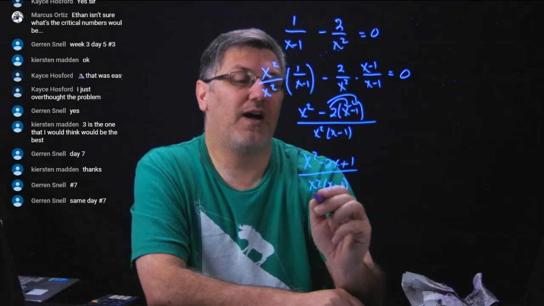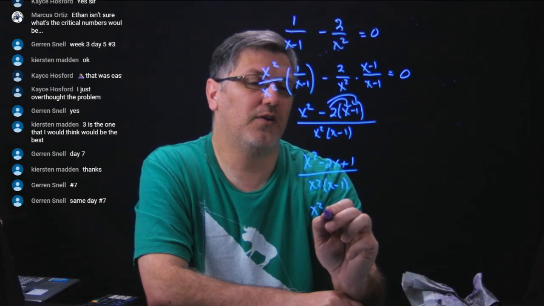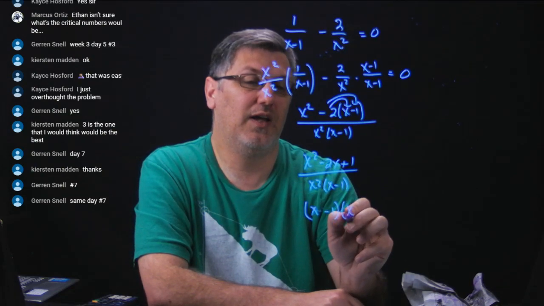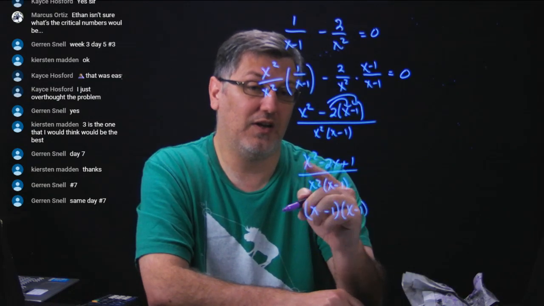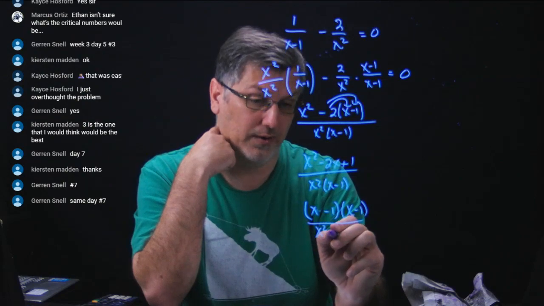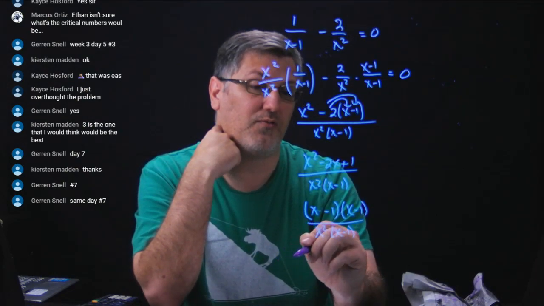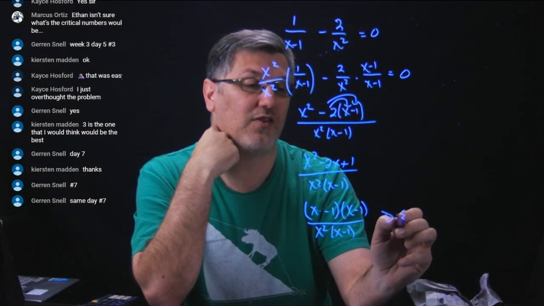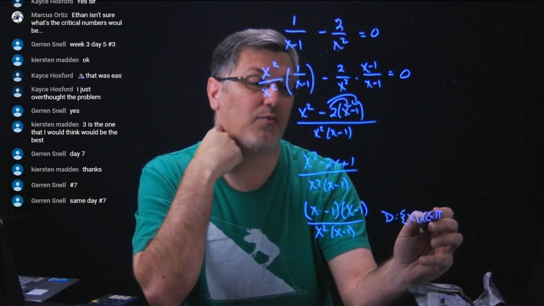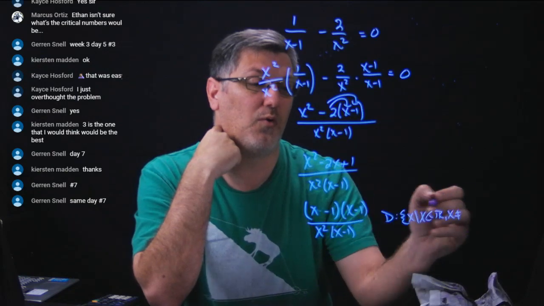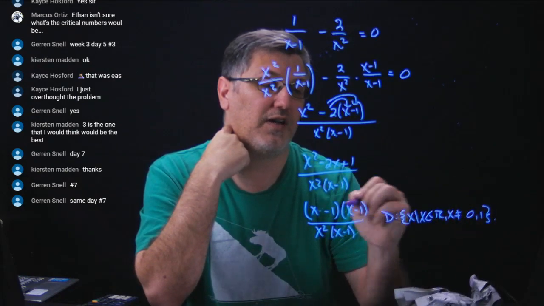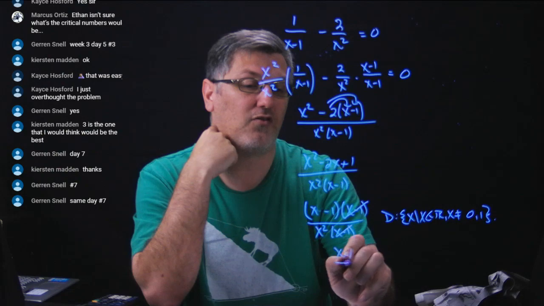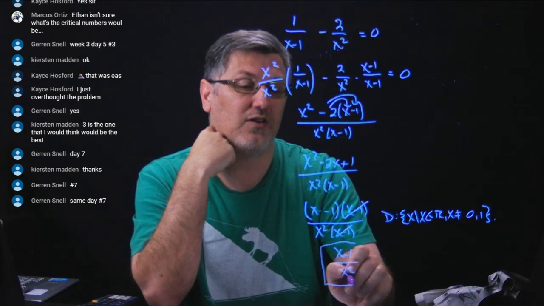Let's see. This top factors. X squared minus 2x plus 1 is x minus 1 times x minus 1, because that would give me a positive 1 and a negative 2, all over x squared times x minus 1. Beautiful. At this point, I already know that my domain is the set of all x such that x is an element of the real numbers and x cannot equal 0 and 1. That's easy enough because I just set both of these equal to 0. Now we simplify, and I have an answer of x minus 1 over x squared. That's the answer right there.